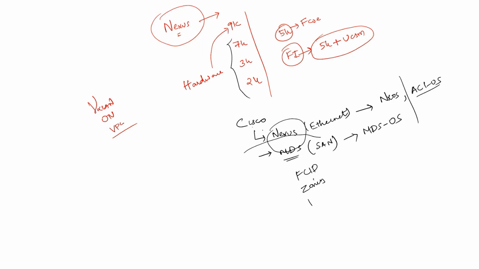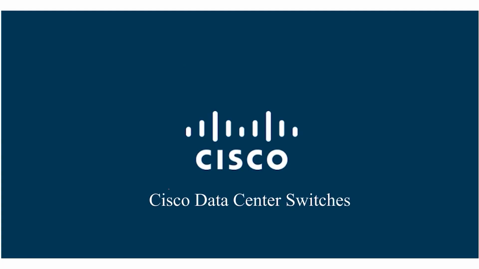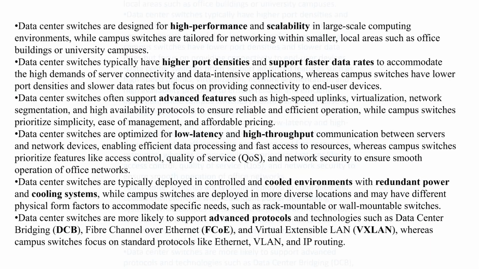Okay. So what do we know so far? Back to these Cisco data center switches. What do we expect from the data center switches? First of all, high performance and scalability. It should be easy to scale, and as you scale, there shouldn't be a bottleneck.